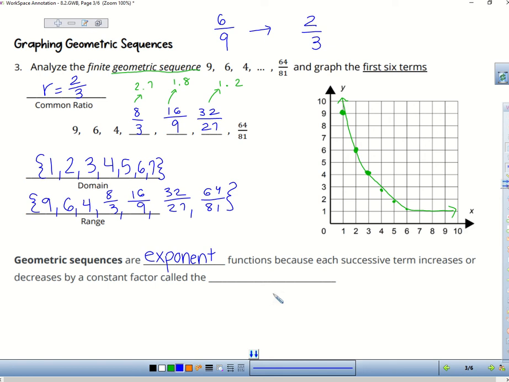Decay. So geometric sequences are exponential functions because each successive term increases or decreases by a constant factor called the common ratio. So your common ratio is basically, when we did exponentials, the b. It's that number to the power. So geometric models are exponential, arithmetic models are linear.